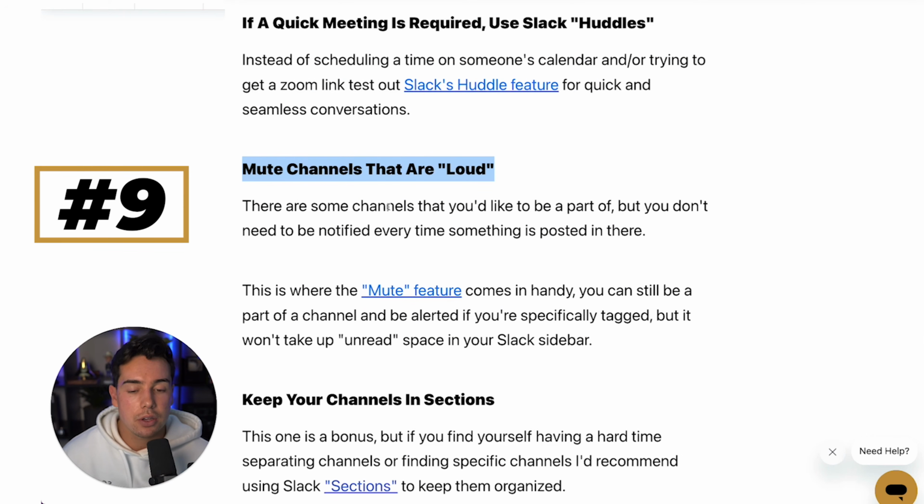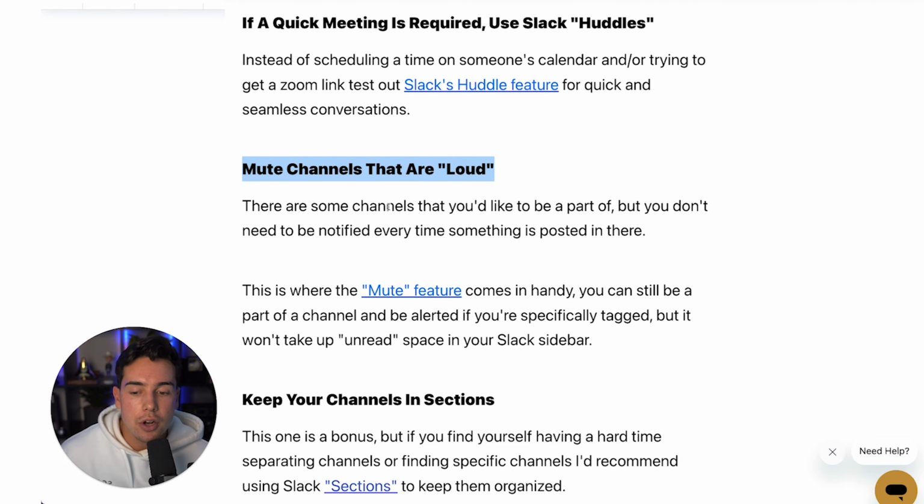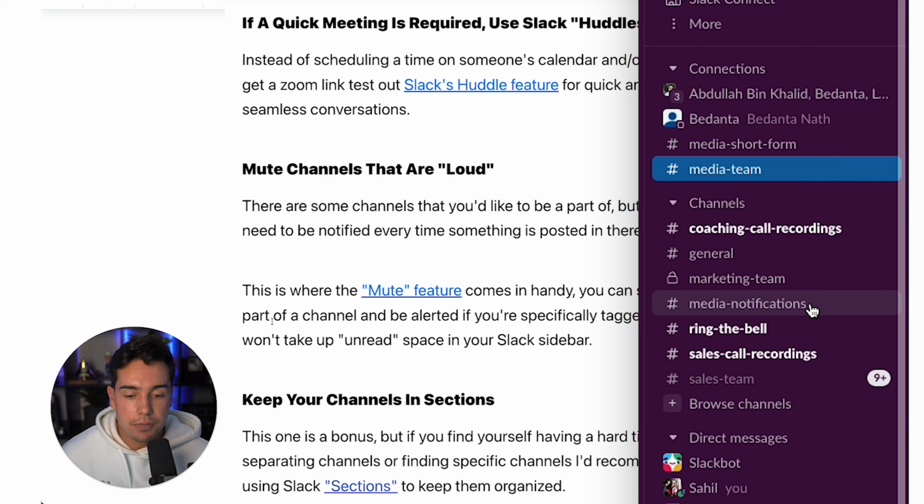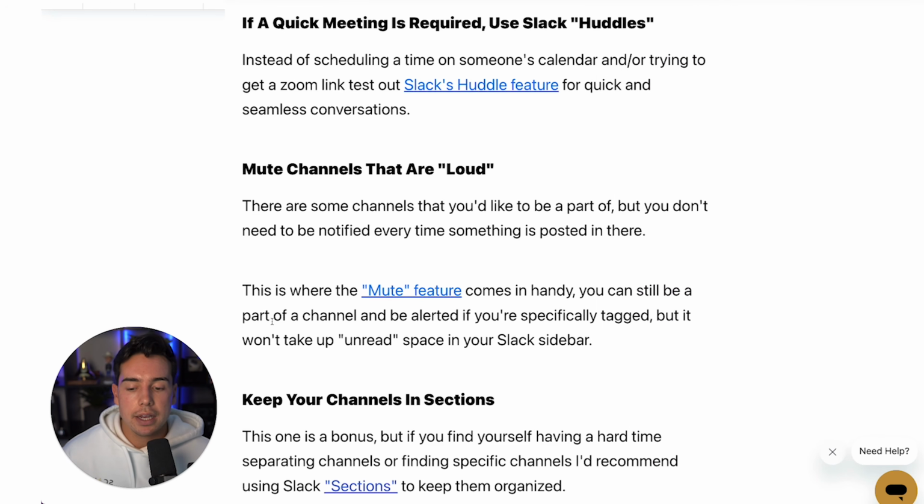Also, I recommend muting channels that are loud. So there are some channels that you'd like to be a part of, but you don't need to be notified every time something is posted in there. This is where the mute feature comes in handy, because you still want to be a part of that channel and be alerted if you're specifically tagged, but it won't take up unread space in your Slack sidebar.